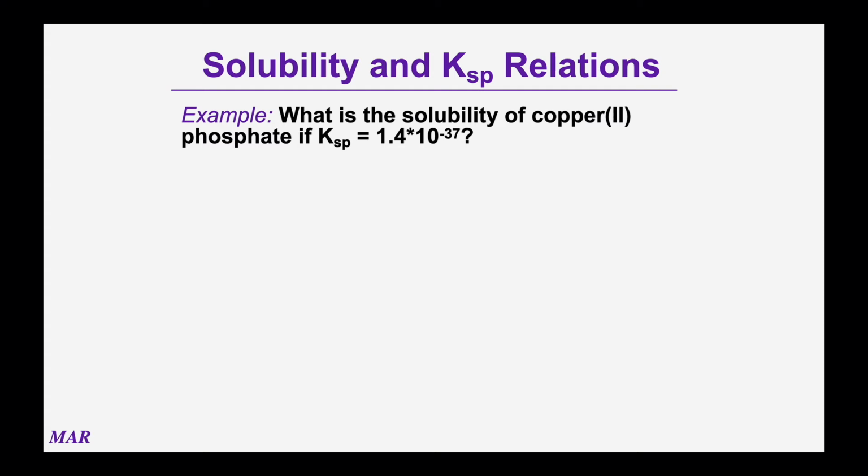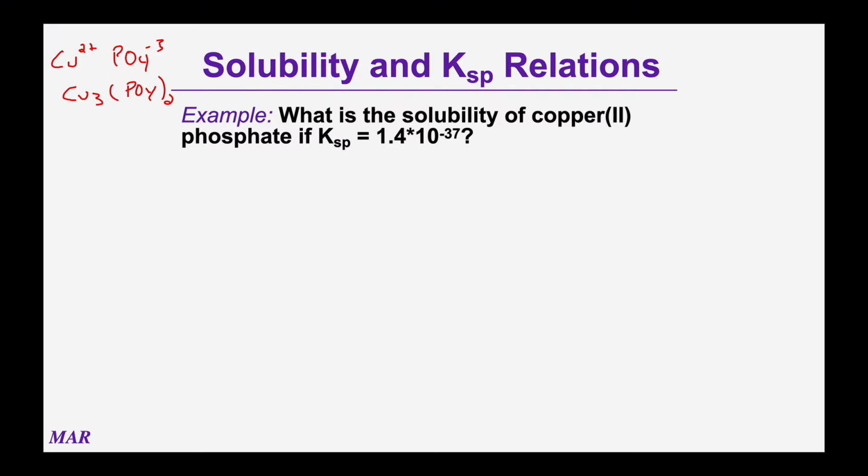So let's say we wanted to find the solubility of copper 2 phosphate if Ksp equals 1.4 times 10 to the minus 37th. What we would have to do in a problem like this is first of all find that ratio of cations to anions. Well, copper 2 means Cu 2 plus, and phosphate, a polyatomic ion, is PO4 3 minus. So when they come together to make a neutral compound, you can use crossover or whatever you want, Cu3(PO4)2 would be the formula for copper 2 phosphate. We have 3 cations and 2 anions.